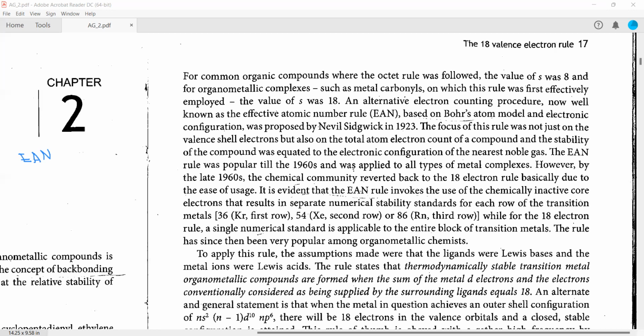Okay, and where do these 18 electrons come from? Which orbitals will these 18 electrons go into? It will be ns, (n minus 1)d, and np. You can count the number of electrons, right? 6 for p, 10 for d, and 2 for s. So a total of 18 electrons. Okay.